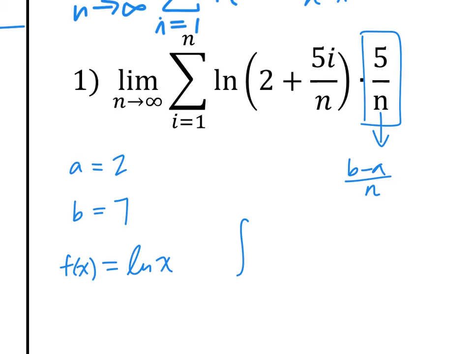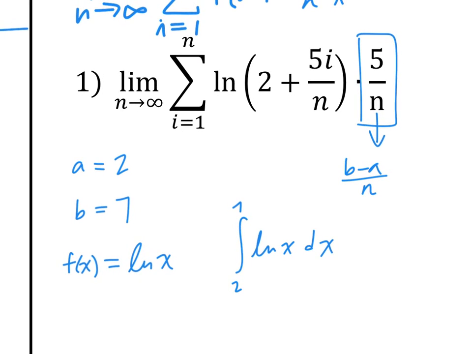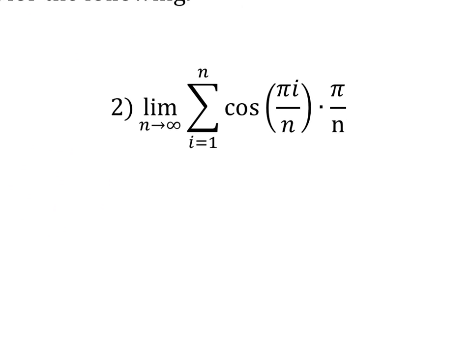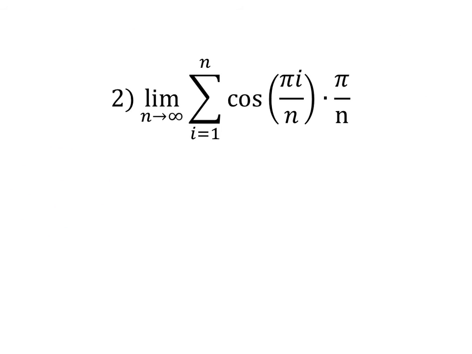Okay, so integral from 2 to 7 of natural log x dx. So the lower number goes on the bottom? Yeah, lower number always goes on the bottom, then higher number on top. Yes. Let's try this one on your own.